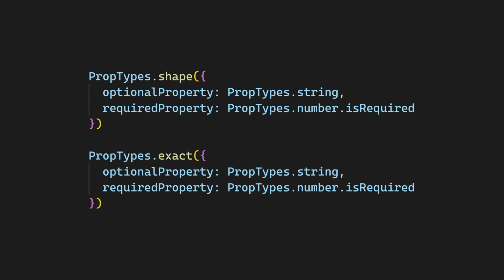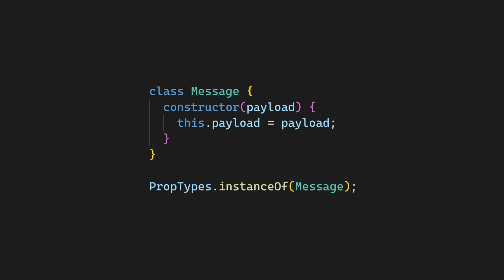If you want to describe the exact properties of the object, you can use the exact method. It uses the same syntax. The only difference is that you will get an error if you have other properties in the object besides the specified ones. Using the instanceOf method, you can check if a prop is an instance of a class. This example shows a message class that has a payload attribute, and using instanceOf, you can check if the provided prop is a message instance.